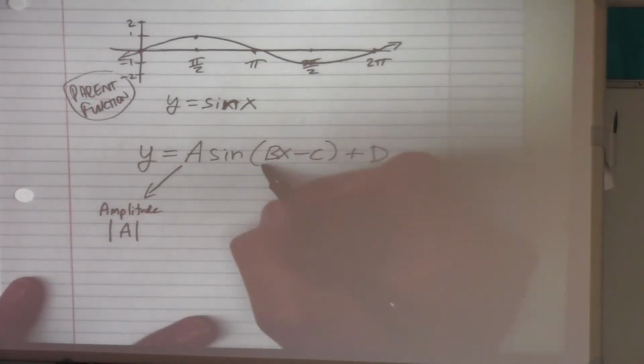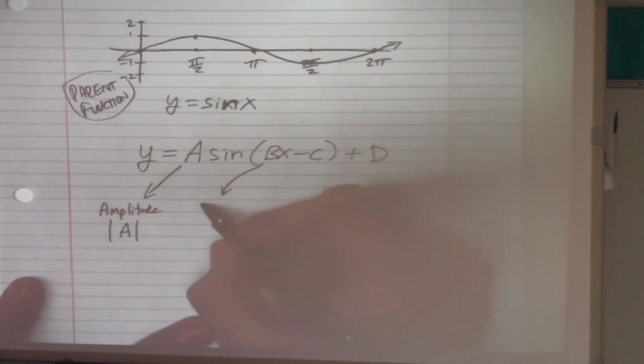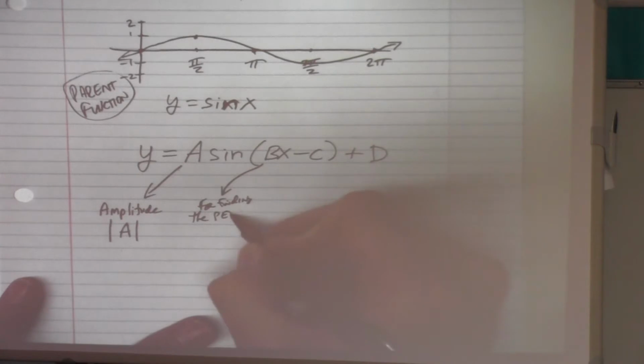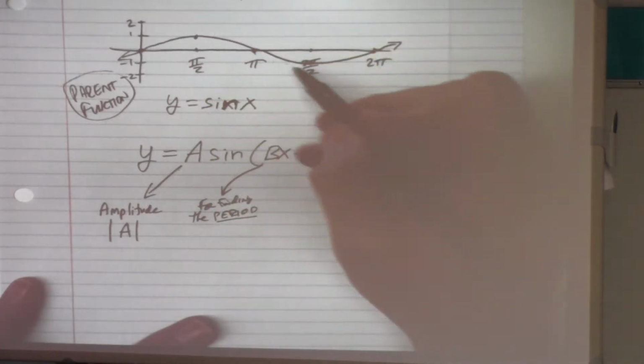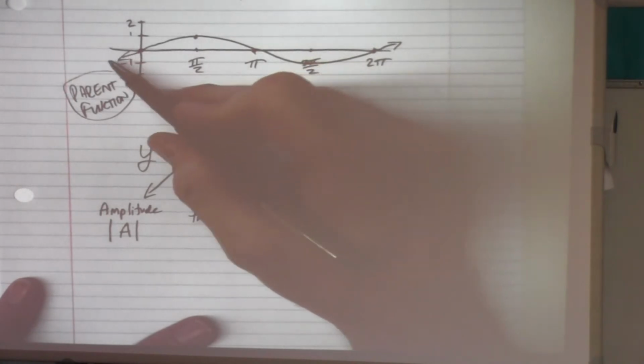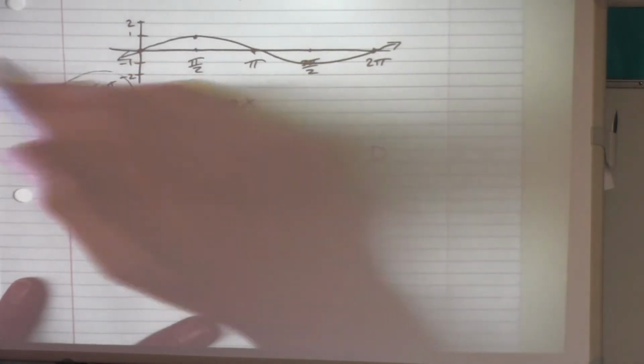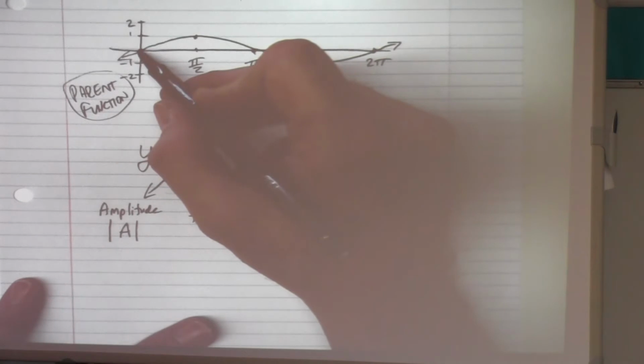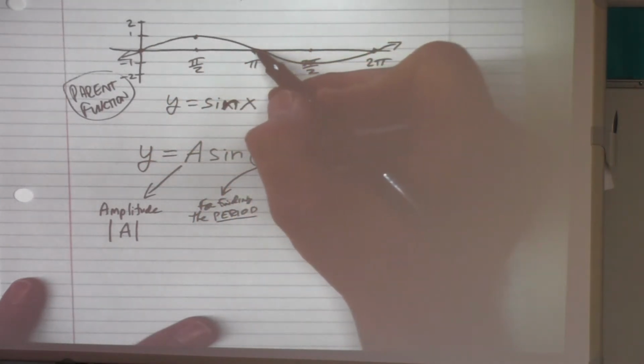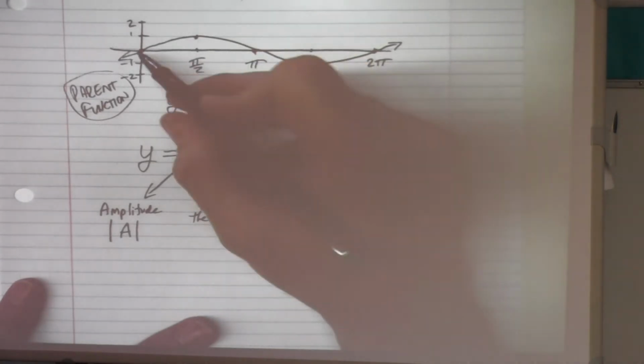Now the B is used for finding the period. And the period is 1 full rotation of it. So if we're coming this way, I have the arrow going out because we could go that way. Let's say we're coming this way. We pass 0 here, we come up to here, we pass y equals 0 again, but it's going the other direction than it was here.